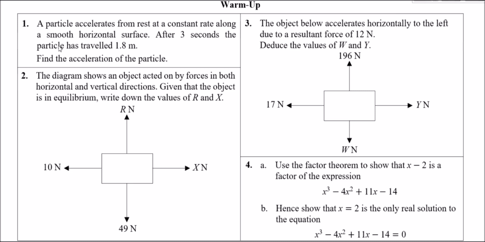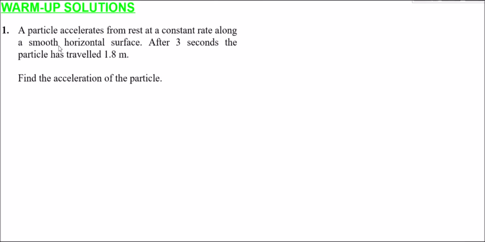So, question 1. We're told a particle accelerates from rest at a constant rate along a smooth horizontal surface. After 3 seconds, the particle's travelled 1.8 meters. Find the acceleration of the particle. Now, the key thing here, as ever, is if we're told it's an acceleration and it's at a constant rate, we can use the SUVAT formulae.